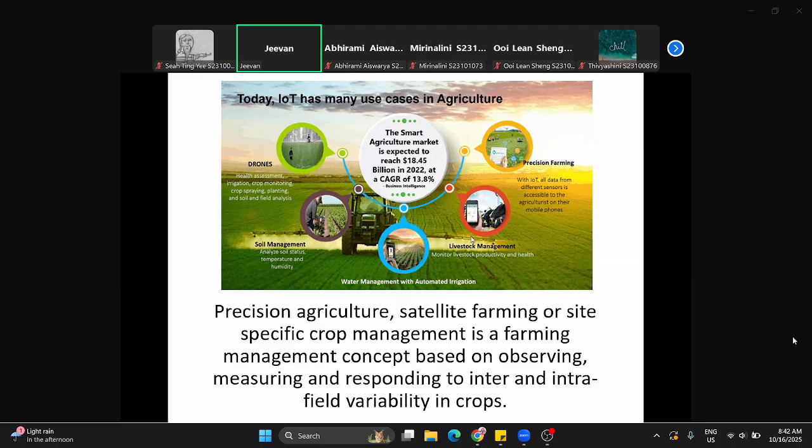Similarly, some chips can also be fixed to livestock, so that we can observe and manage the livestock, and measure their health, their body temperature, and these sorts of things. And lastly, precision farming with IoT: all data from different sensors is accessible to the agriculturists on their mobiles.